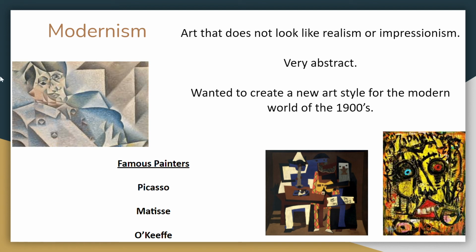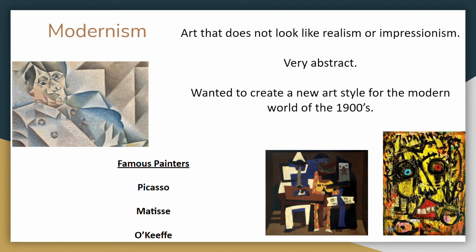So we have these very abstract, very different, very strange paintings that come from modernism. So if you see an odd or strange painting, it's probably a modernist painting.